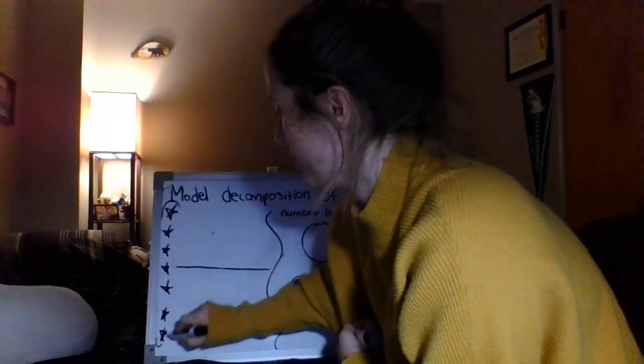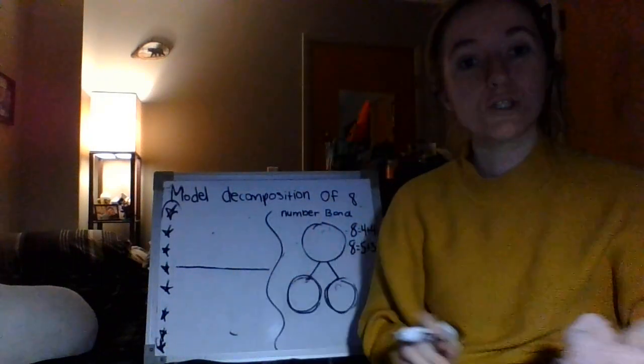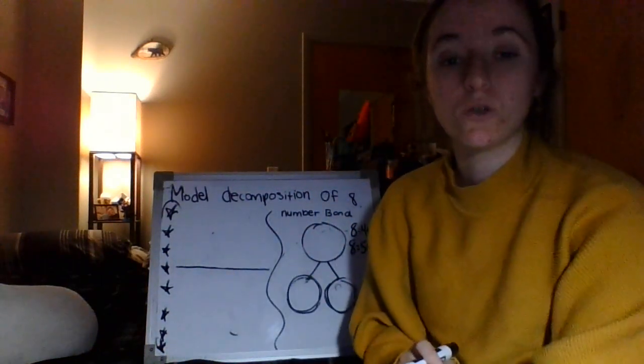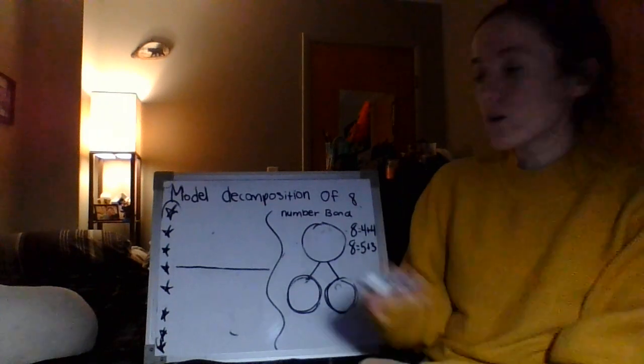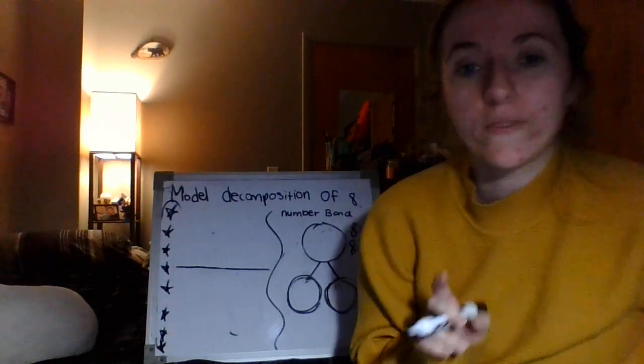I'm going to draw my 8 stars back. 1, 2, 3, 4, 5. 1, 2, 3, 4, 5, 6, 7, 8. All right, so you have 8 circles in your composition book. We are going to break it up and show one more way that the number 8 can be decomposed.